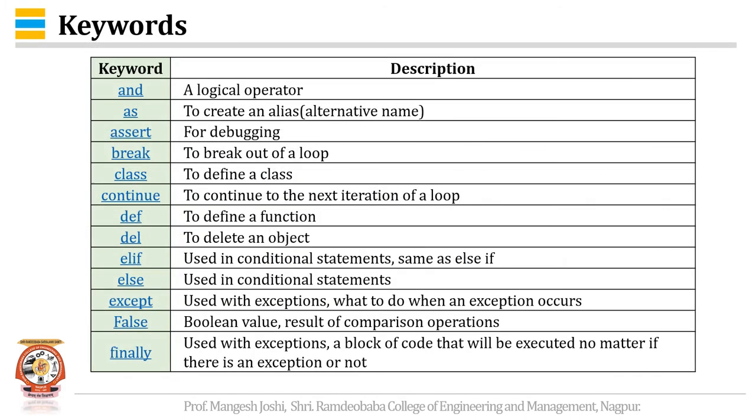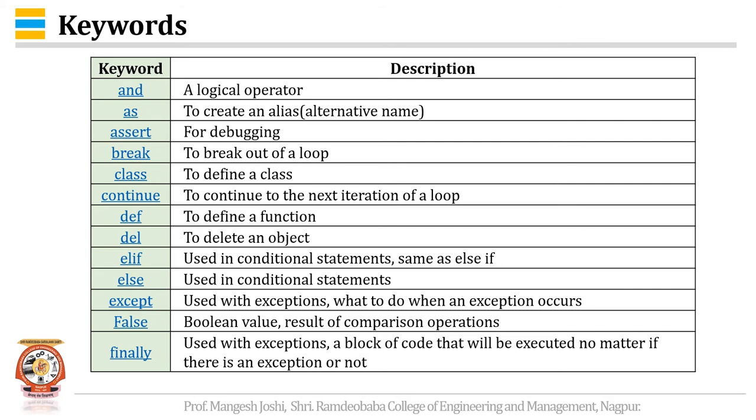Now, what do these keywords indicate? We will be seeing each and every keyword as we use it in the programs. For example, the and keyword is a logical operator. Whenever you want to combine two conditions in an if statement, and can be used. Similarly, if you take the example of as, it is used to create an alias. It means it is used to create an alternative name.